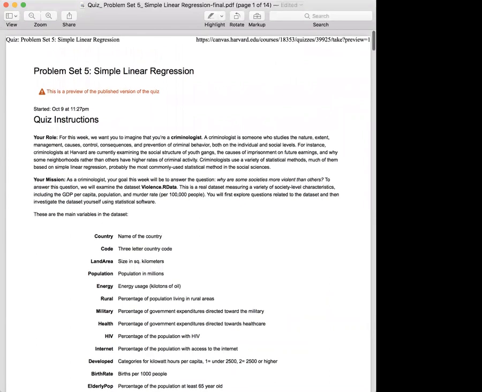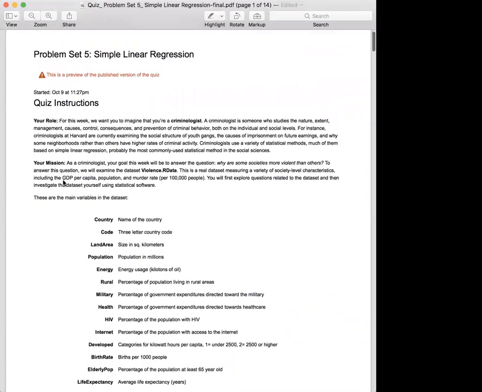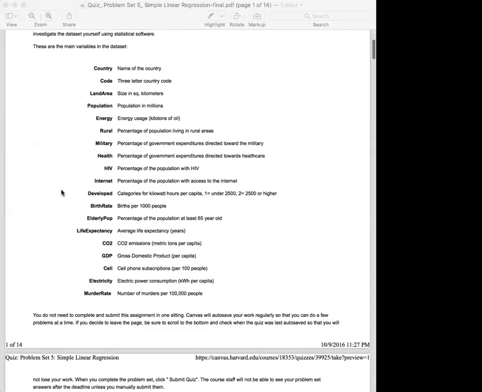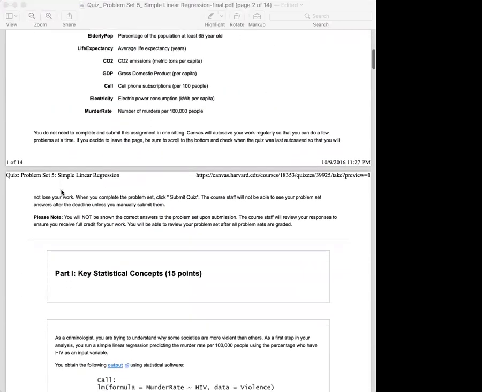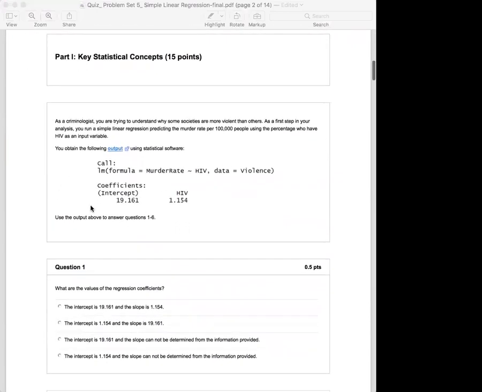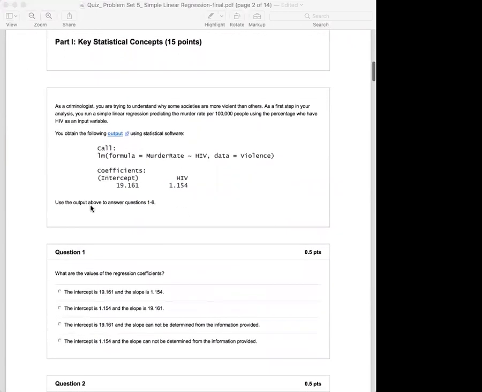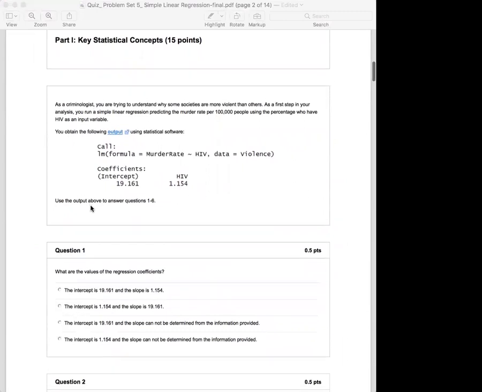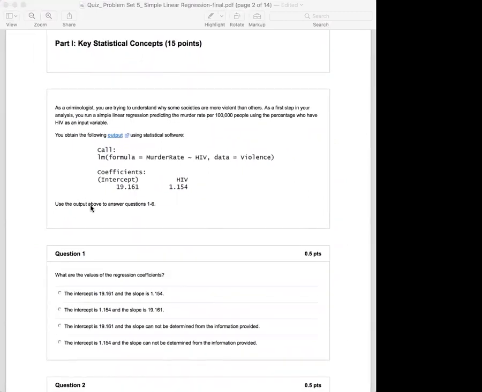Thank you. Okay, so we did our problem set this past week on simple linear regression, and we're just going to review basically the answers here and the logic. I hope you're getting used to the pattern of the course. So let's start with part one, where we review the key statistical concepts.